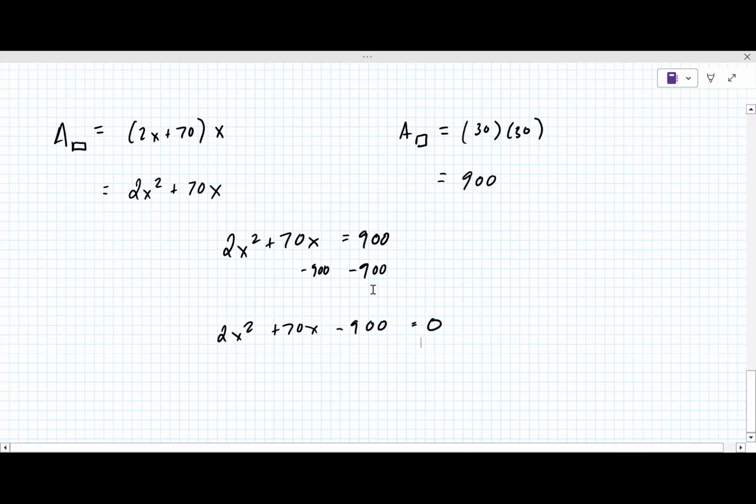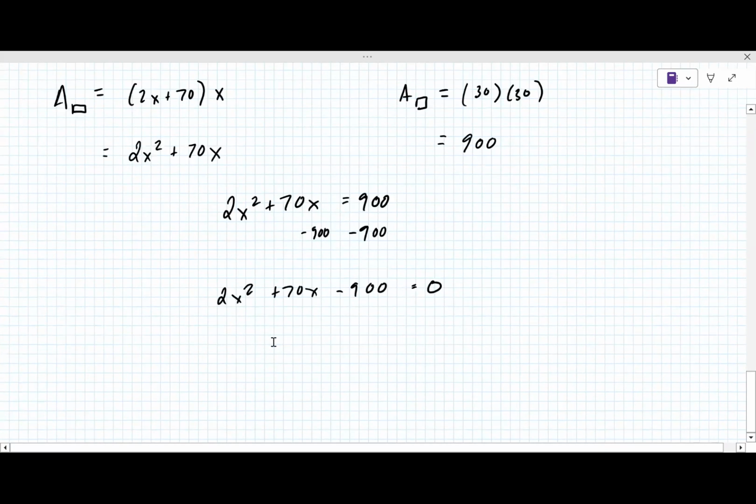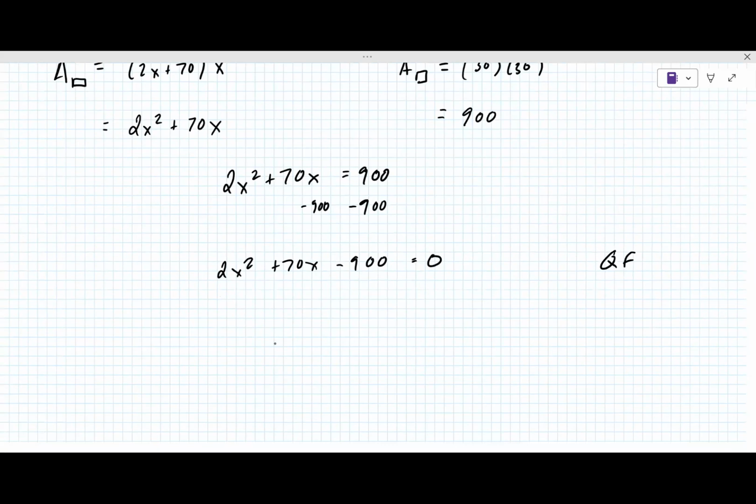Now we could factor this. I actually don't know if it factors nicely. Why don't we just use quadratic formula here? All right, sounds good to me. So A is 2, B is 70, C is minus 900.